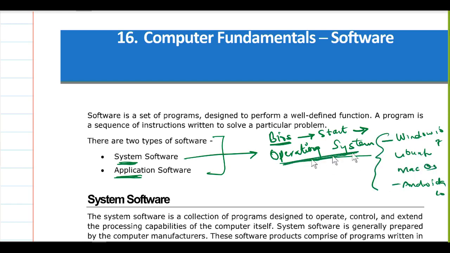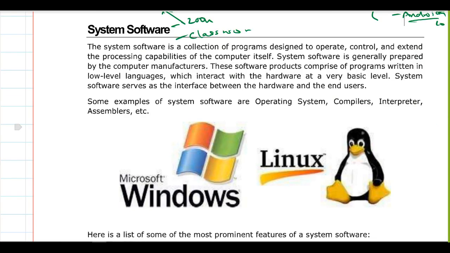They are the host that allows you to install applications and application software like Zoom, application software like Classroom, application software like the games you play. All those fall under the category of application software. But the operating systems like Windows, Ubuntu, Linux, Android, Mac OS, all fall under the category of system software. These are a collection of programs that are designed to operate, control, and extend the processing capabilities of what? Of a computer itself.